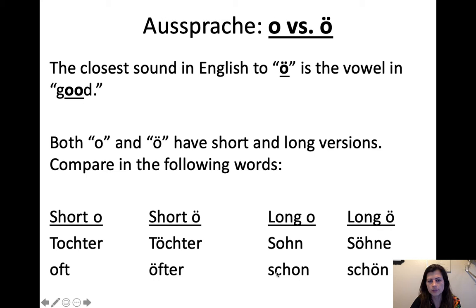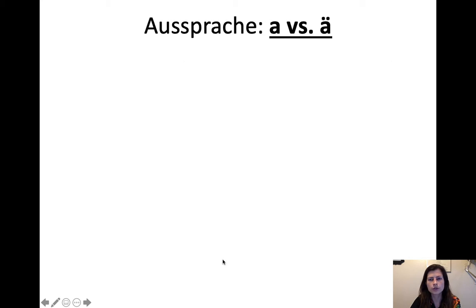So then schon, schön, these are completely different words, already and beautiful or nice. So that's what this Ö is, the closest to good in English, and then Töchter, öfter, Söhne, schön. Töchter. So that's the O and the Ö, and then we have the A and the E.